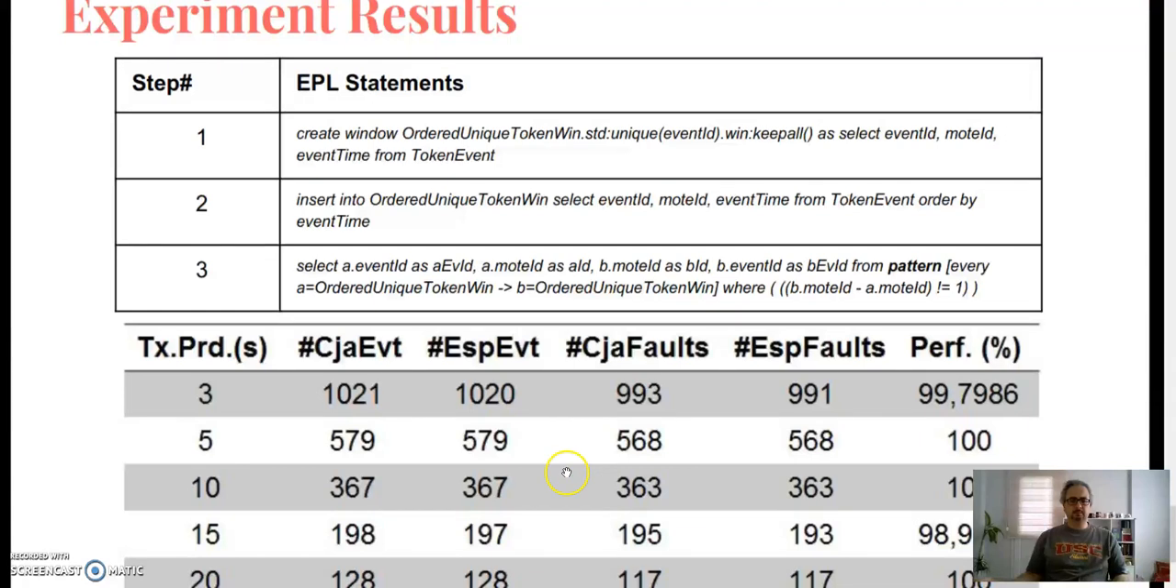These are the results. This is the number of Cooja events. Cooja is a simulation environment for the Contiki operating system. This is the number of Esper events that we captured in Esper, and so on and so forth. So this is the performance result. The performance result is attained by dividing Esper faults by Cooja faults. As you see, most of the faults are captured, but we think that some of the Cooja packets are lost at the network layer. So we are going to deal with those later.